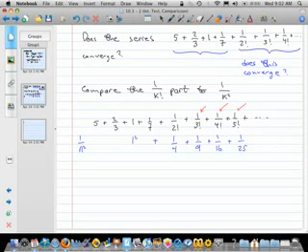So the point is, since we know 1 over n squared converges, we know that this one converges. So write that: since 1 over n squared converges, so does our series.